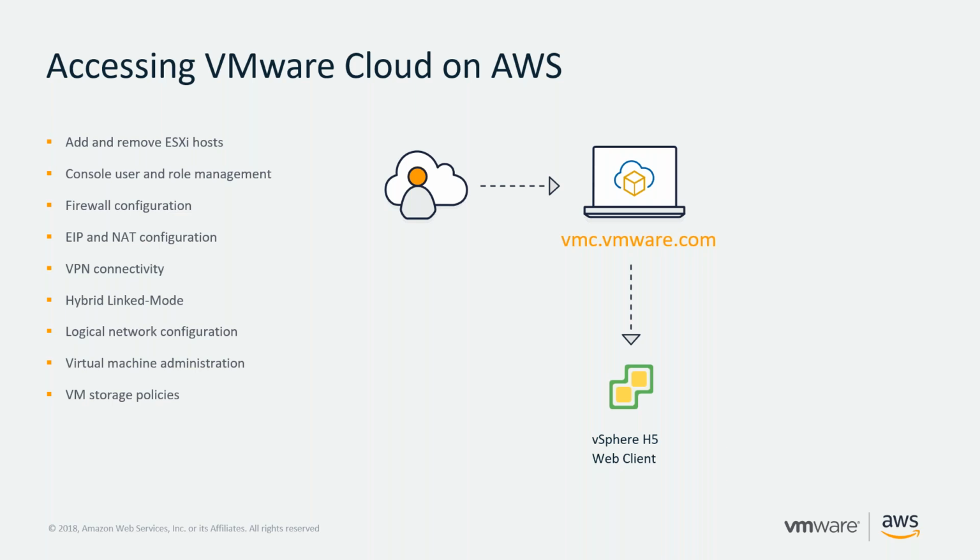If you do want to enable hybrid link mode between your on-premises environment and your VMware Cloud on AWS environment, by all means, you do have that option. And then you can set up your logical network configuration and then even manage your VMs. And then lastly, you can even set up virtual machine storage policies.